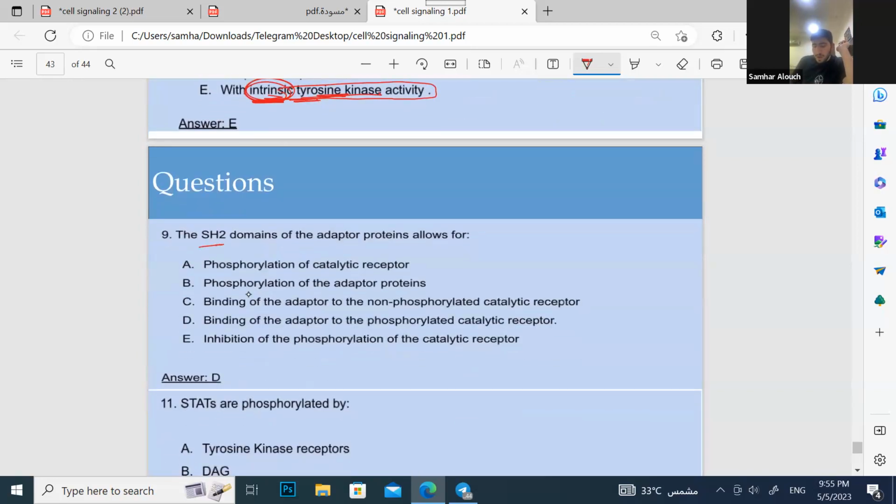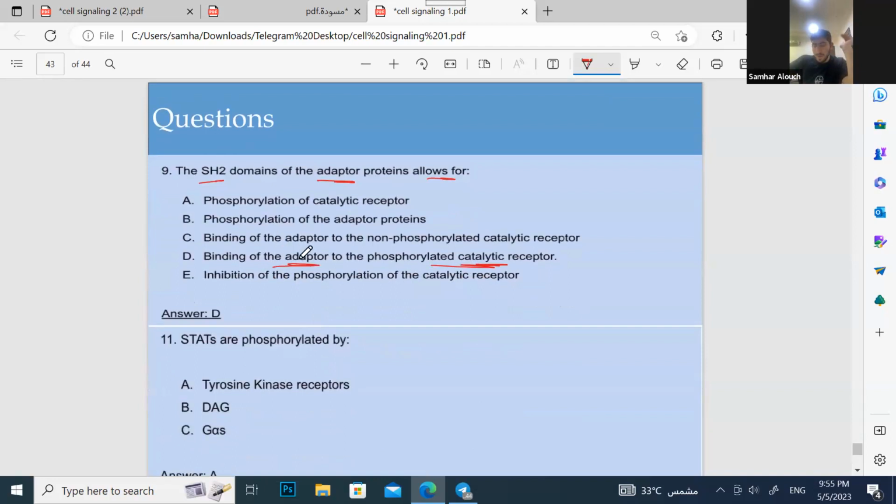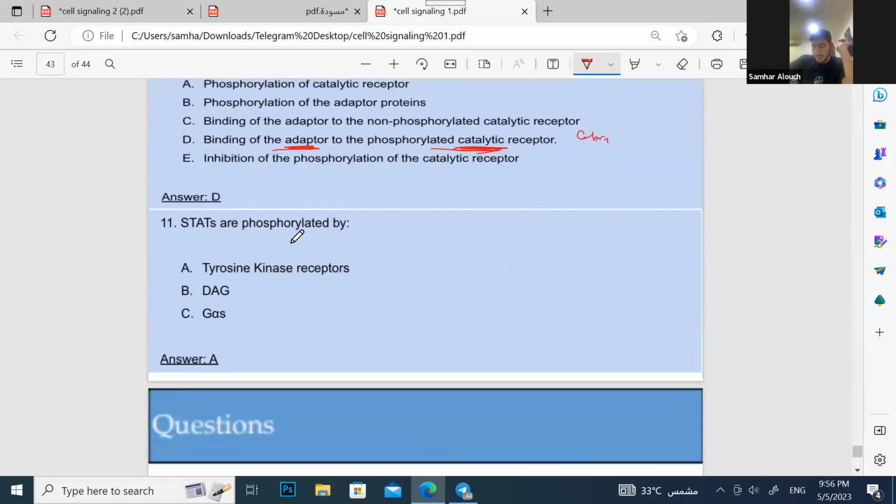The SH2 domain of the adapter proteins allows for, what is the SH2 doing? It's binding the adapter to the phosphorylated catalytic receptor. It's just saying that the SH2 can bind to the receptor tyrosine kinase. I know I'm so fast now, but I don't want the lecture to be very long. So we use SH2 to bind to the tyrosine kinase. That's it. Binding of the adapter protein, like GRB2, let's say, to the phosphorylated catalytic receptor.